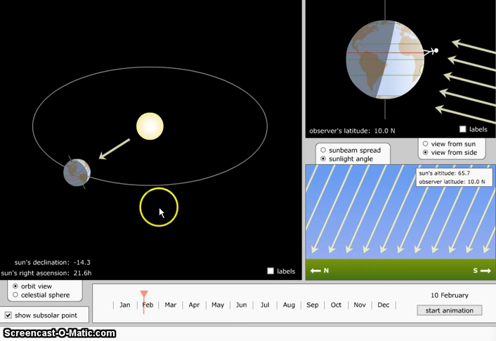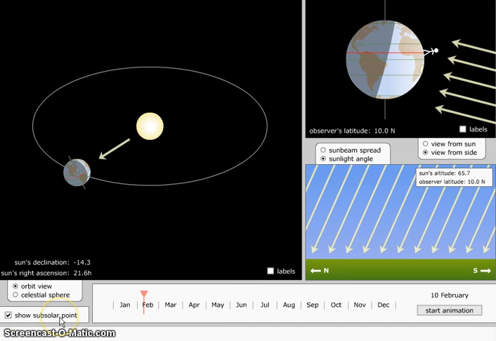This main large black area shows the Earth in its orbital path around the Sun. These labels I don't think are going to be very helpful to you, so I wouldn't worry about those. Okay, and I would make sure that you select orbital view instead of the celestial sphere. You want to keep the box checked that says show subsolar point.